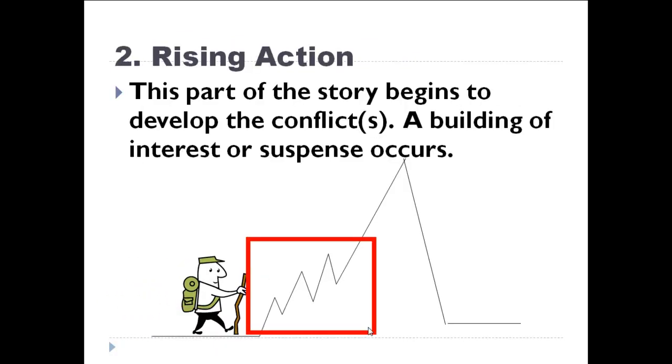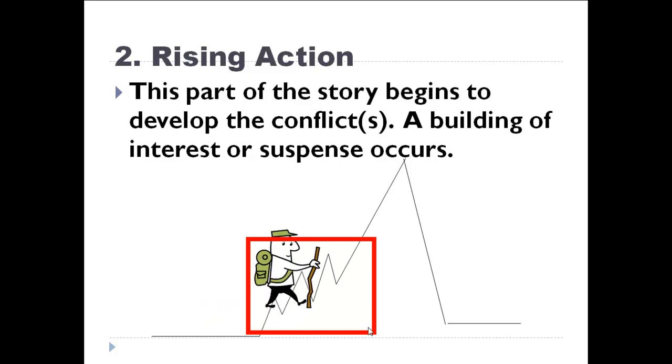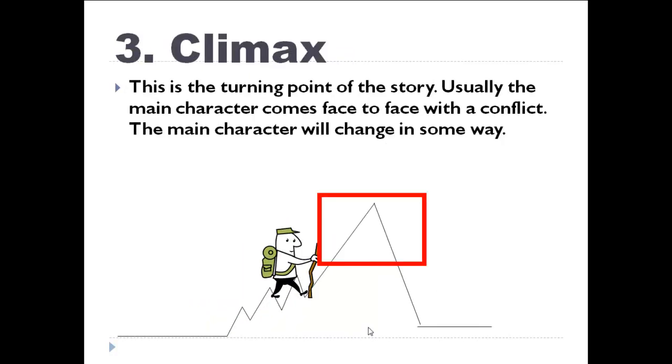Then we have the rising action, which is a series of conflicts. As we studied in the class, the conflict is a struggle between an antagonist and a protagonist, and it has many types. So rising action is the part of the story that begins to develop the conflict, a building of interest or suspense, of course. So we start having conflict, and as we see in chapters 3, 4 and 5, there is a conflict between the boys Jack and Ralph. So the story leads us to the climax.